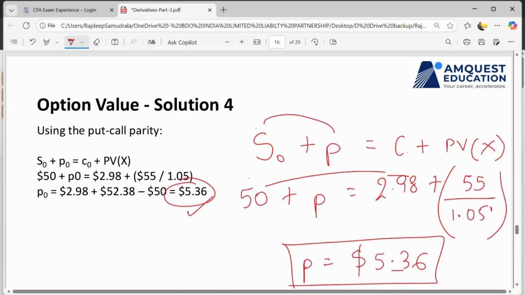Perfect. Done? Sorted? So just a question. When do we use this risk neutral probability concept? In all sums, whenever there is a binomial sum and they are asking you to find the binomial values, 1 period or 2 period, you have to use the risk neutral probability, because this concept is valid only in the binomial world.